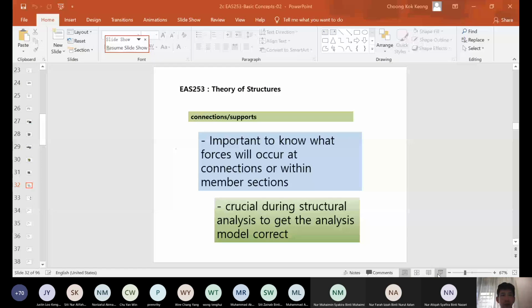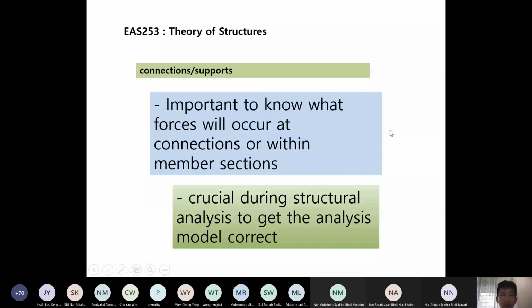Now, we are talking a lot about basic concepts. The first thing that we talk about is idealization, free body idealizations, where you get the analysis model. Just now, we were discussing connections and supports. For class, it is important to know what forces will occur at the connections or within member sections.